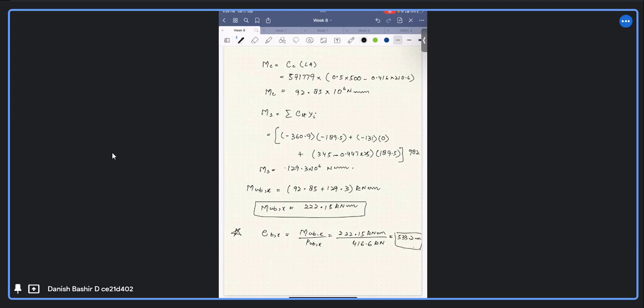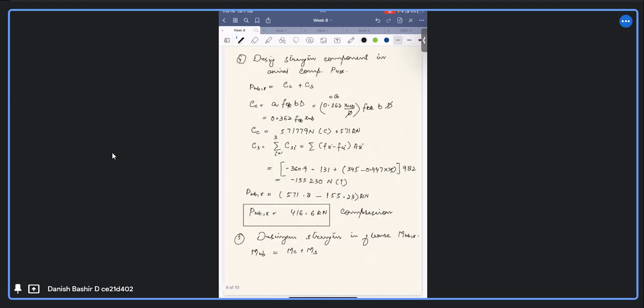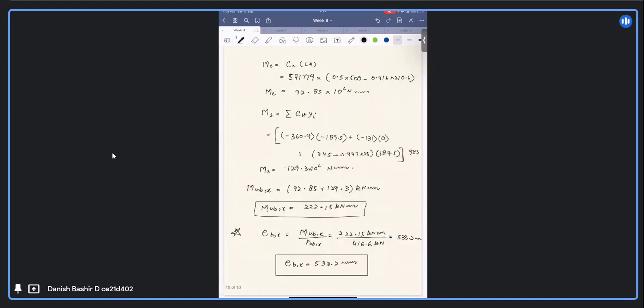This is the loading eccentricity, uniaxial eccentricity acting. EB comma X is 533.2 mm. Okay, so this completes our analysis problem whole. We calculated design strength component in axial compression PUBX, and we calculated design strength component in flexure MUBX, and also corresponding uniaxial eccentricity.